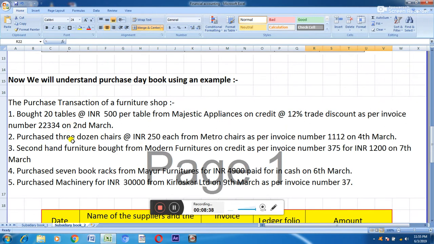Now the next transaction. Second hand furniture bought from Modern Furnitures on credit as per invoice number 375 for rupees 1,200 on 7th of March. Second hand furniture bought, which is the goods and it is resellable, from Modern Furniture on credit. So 2 criteria are meeting in this transaction. That is, one, the good is resellable good and this has been purchased on credit. So this will go to the purchase day book.